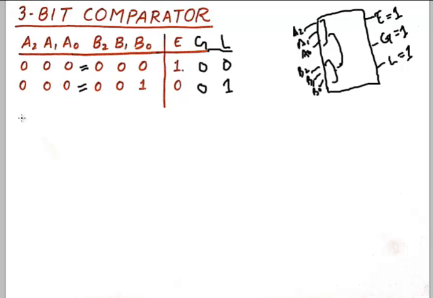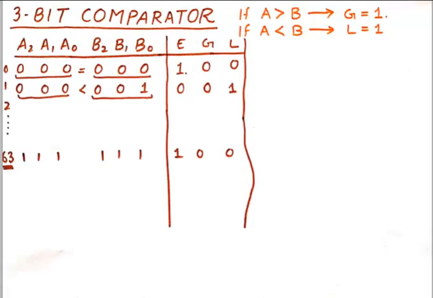Some random case, if I take for the bits this, you'll find this combination down the line somewhere. So A has now become greater than B, so this bit will be set to 1 and these two will be set to 0. Equal and less than will be zeros and greater than will be 1. So that's the logic that we apply for a 3-bit comparator. If A is greater than B, we set G to 1. If A is less than B, we set L to 1.